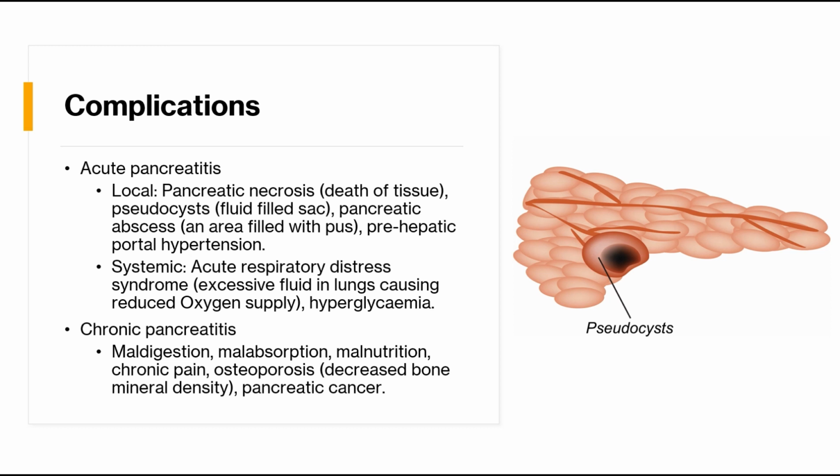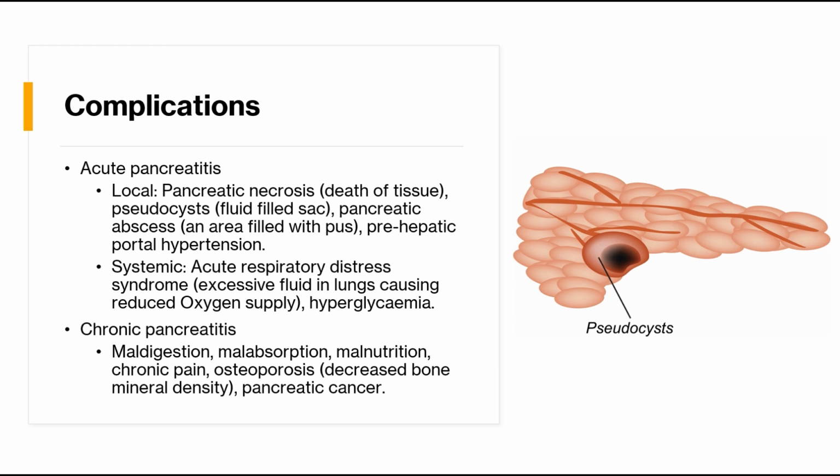Chronic pancreatitis can cause maldigestion, malabsorption, and malnutrition because of the patient's inability to produce enzymes to break down things like fats and proteins, so they aren't able to absorb any of it, which causes these three symptoms. They may also develop osteoporosis, which is a disease characterized by reduced bone density.